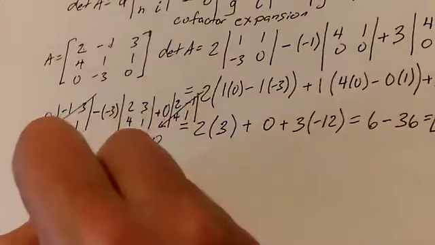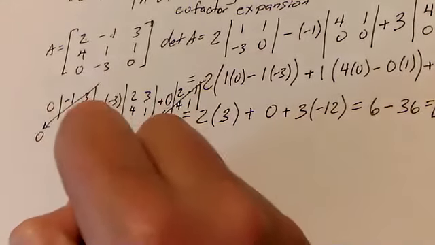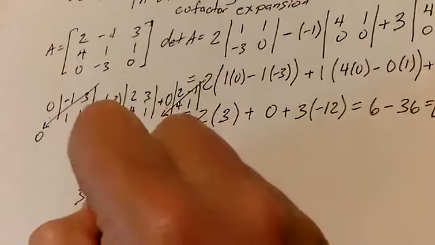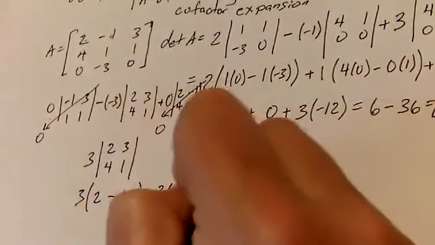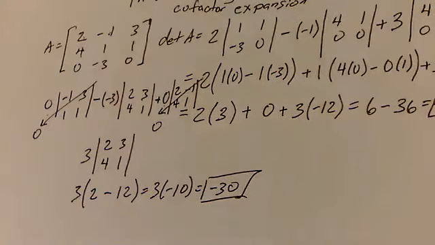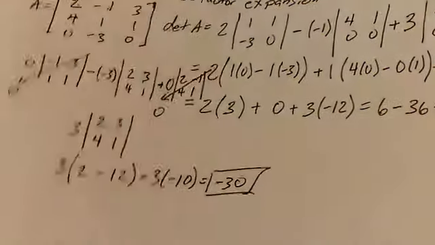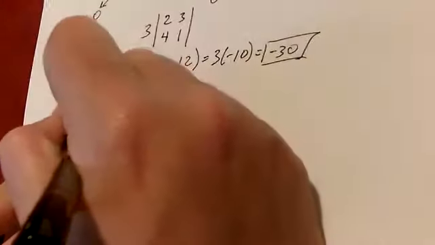Okay, and so on the inside here, I'm going to have 3 times 2 minus 12. That's 3 times a -10. That's a -30, just like before. Okay, so great news there. So you can use any combination of rows or columns to facilitate slightly easier computations.